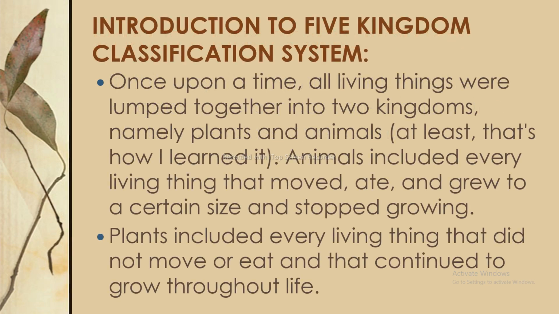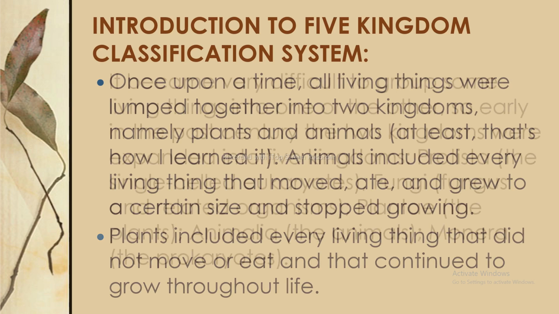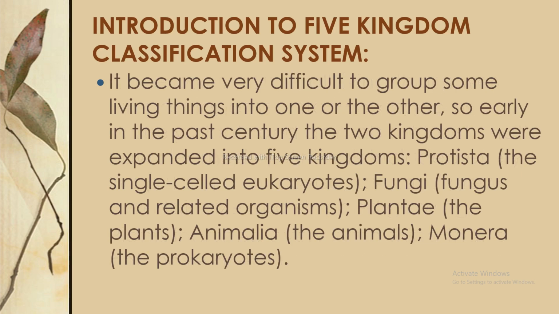Next, I am going to discuss the introduction to the 5 kingdom classification system. Once upon a time, all living things were lumped together into 2 kingdoms, namely plants and animals. At least that's how I learned it. Animals included every living thing that moved, ate, and grew to a certain size and stopped growing. Plants included every living thing that did not move or eat and that continued to grow throughout life. It became very difficult to group some living things into one or the other.